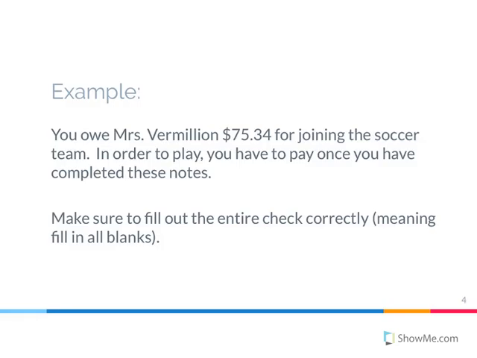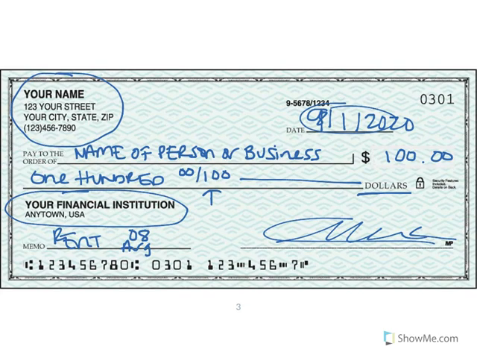So here's an example that I would like you guys to do. You owe Miss Vermillion $75.34 for joining the soccer team. So in order to play, you have to pay. Once you have completed these notes, I want you guys to make sure that you fill out the entire check correctly, which means that you're going to be filling in all of those blanks that we just filled in on that check. So go ahead and do so now.